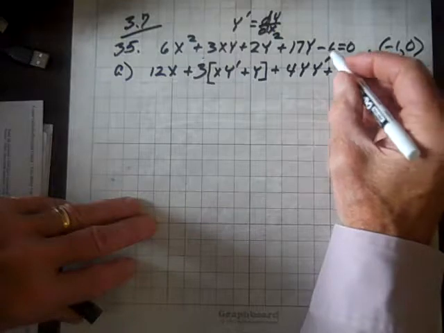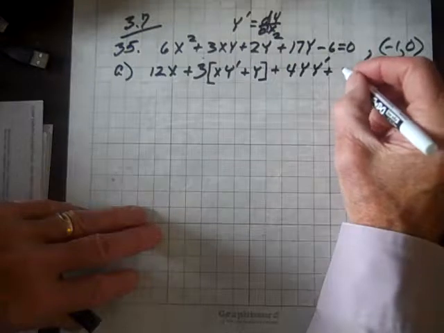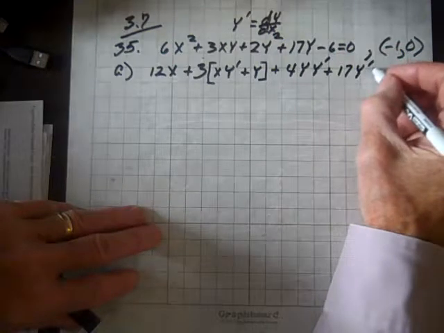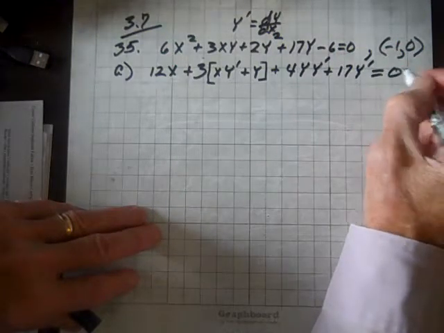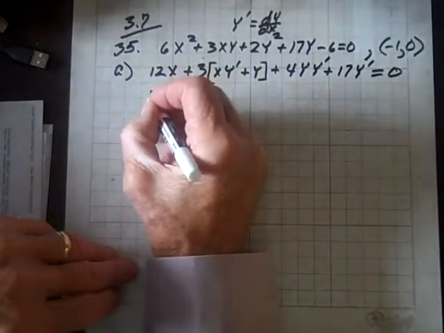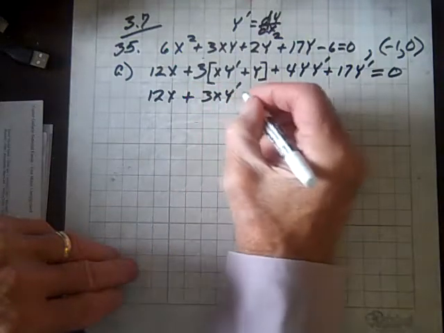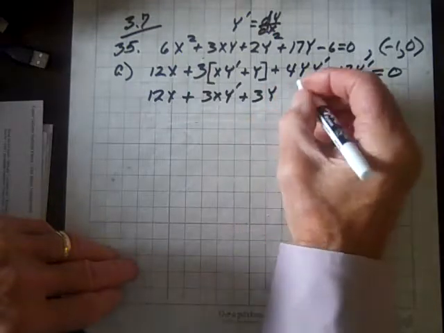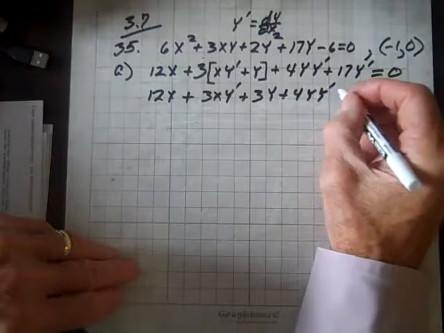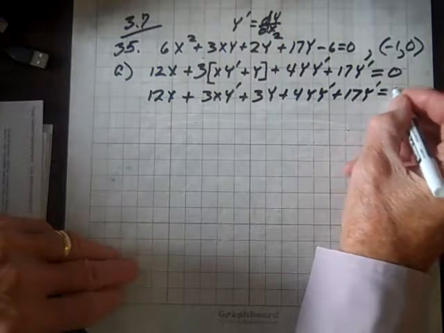Plus, and now 17y, we'll take the derivative of that with respect to x, and we get 17 dy/dx, which is y prime. The derivative of -6 is 0, and the derivative of 0 is 0. Now, we'll go ahead and expand this, so we get 12x plus 3xy prime plus 3y plus 4y y prime plus 17y prime equals 0.